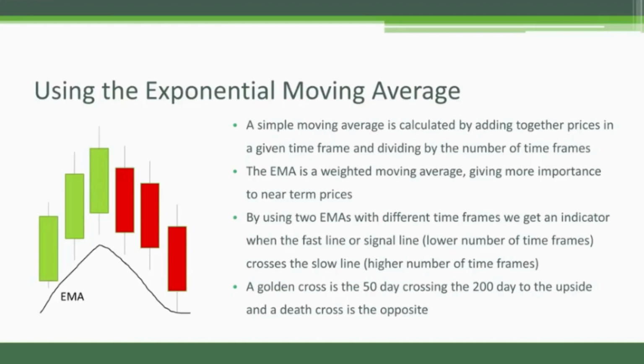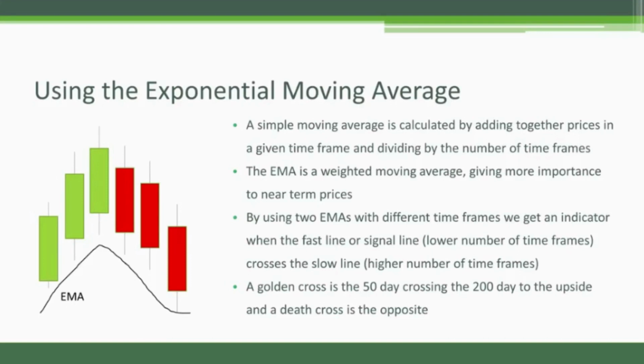We can use an EMA as a support or resistance indicator, or we can use two EMAs with different time frames to get an indicator that will give us a buy and sell signal. I'll show that to you on a chart in just a moment, but we'll have a fast line, which will be represented by the lower number of time frames, and we'll have a slow line, which will be represented by a higher number of time frames. So for example, we could have a 20-day line, which would be our fast line, and a 50-day line, which would be our slow line.